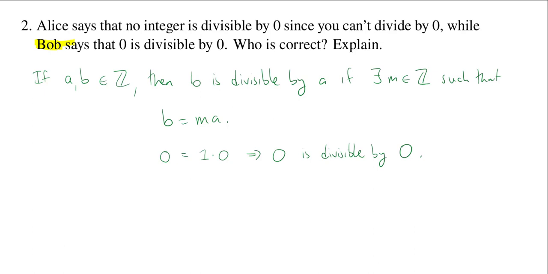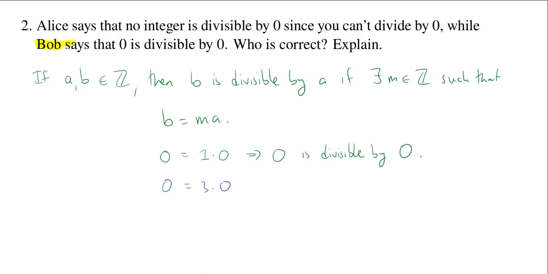Now, why is it that Alice is mistaken? Well, obviously, it's because she's not using the same definition, okay? She's saying, oh, for it to be divisible by zero, you would have to be able to divide by zero, all right? And why is it that you can't divide by zero, right? Well, it's related to this definition, but let's take a look. Bob said zero is divisible by zero, and we said, yeah, you can write zero equals one times zero. However, somebody else might have said yes, but zero also equals three times zero.